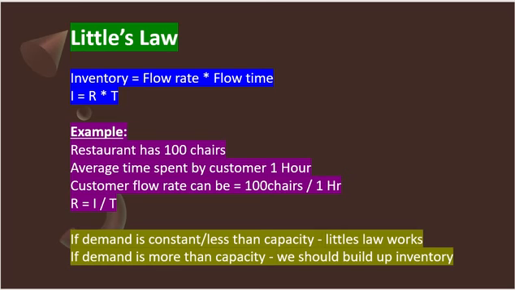Now if you want to see what the customer flow rate is, R equals I by T, which is 100 chairs divided by 1 hour, equal to 100 customers per hour. So this is how we calculate using Little's law.